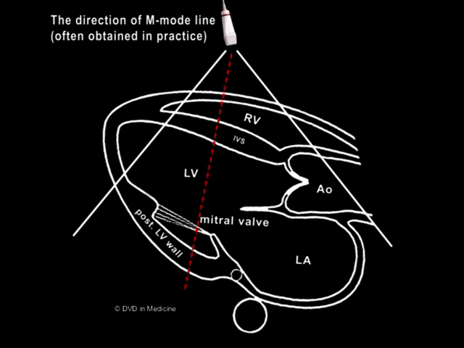A common pitfall of M-mode measurements is the non-perpendicular alignment of the M-mode line in relation to the long axis of the left ventricle. This leads to overestimation of ventricular dimensions and, as a result, poorly calculated left ventricular volumes. In real practice, the heart's orientation rarely allows one to align the M-mode line exactly perpendicular to the long axis of the left ventricle.